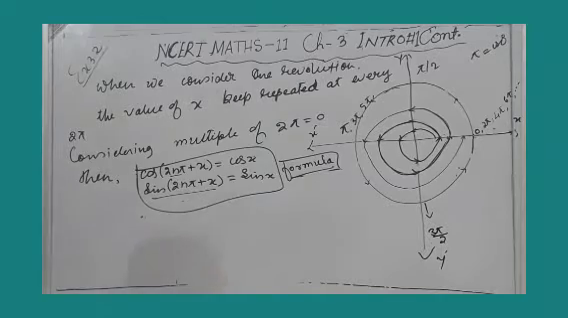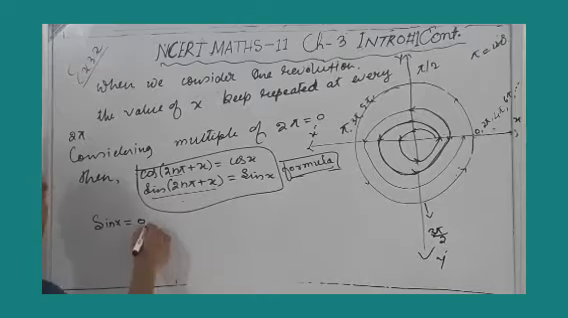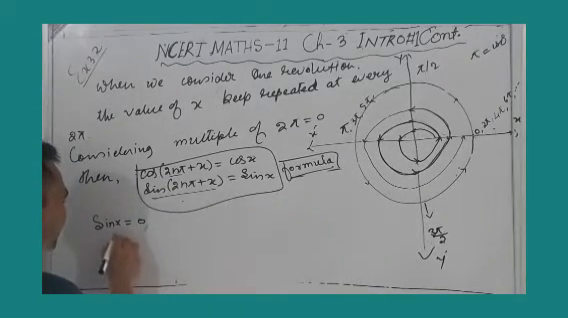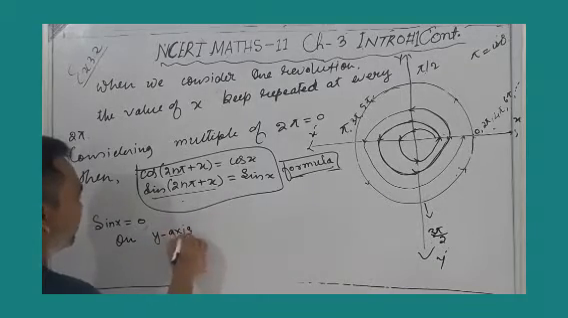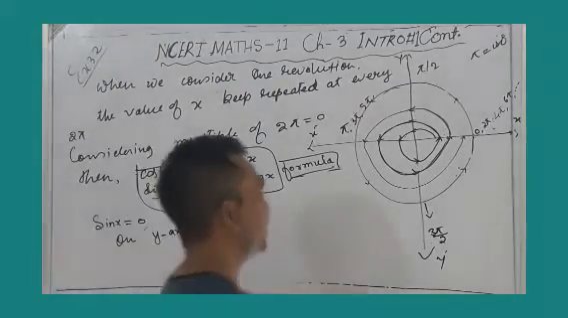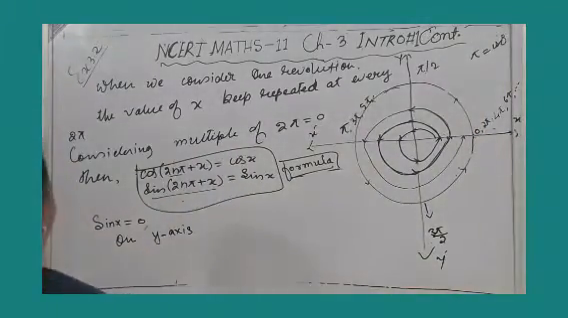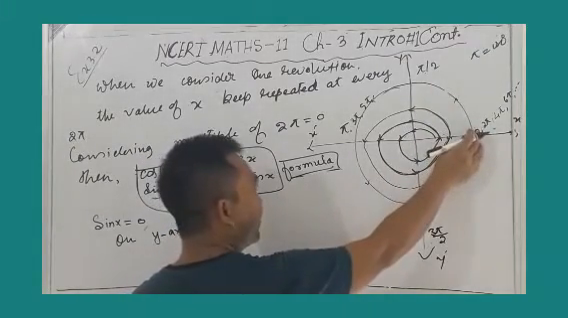Okay, fine. Now, sin x equal to 0. When is sin x equal to 0? On the axis. Sin x, okay, so it will be 0 here. Sin x will be 0 on the axis. Correct? Yes or no? It is 0 or not?